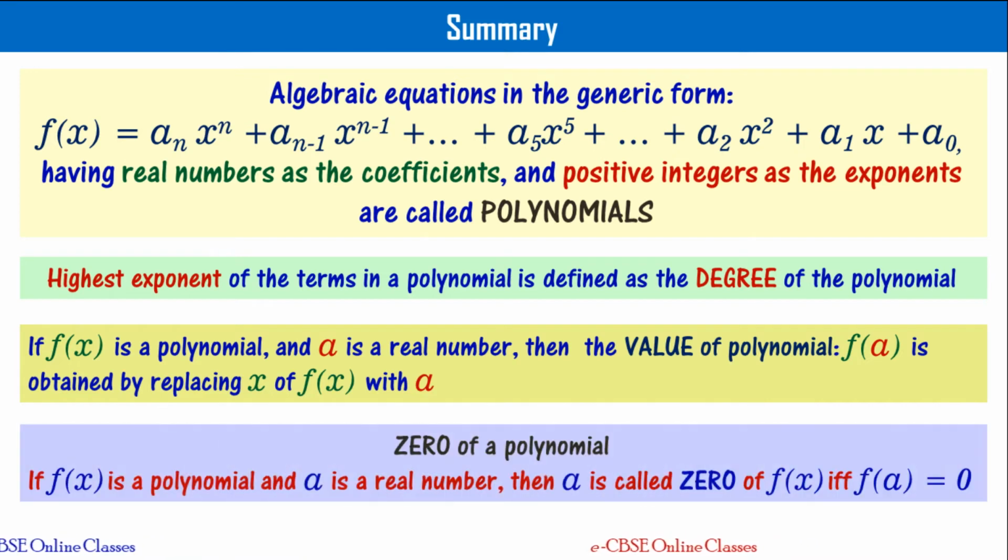Zero of a polynomial is defined as the following. If f of x is a polynomial and a is a real number, then a is called zero of the polynomial f of x if and only if f of a is 0.